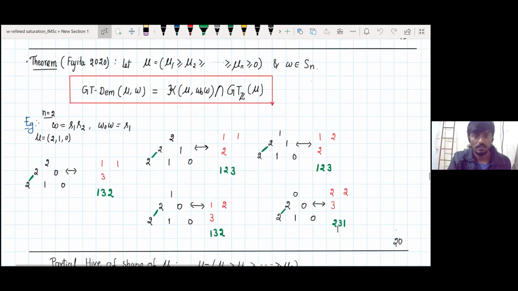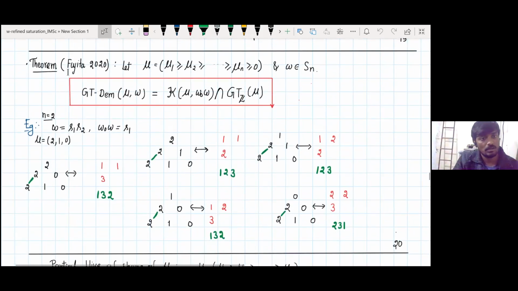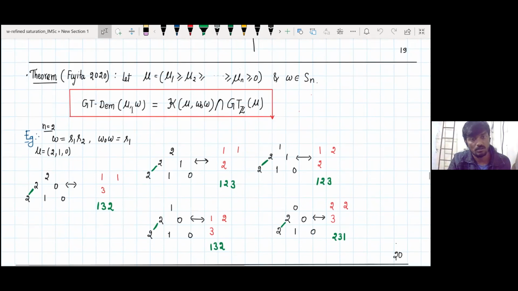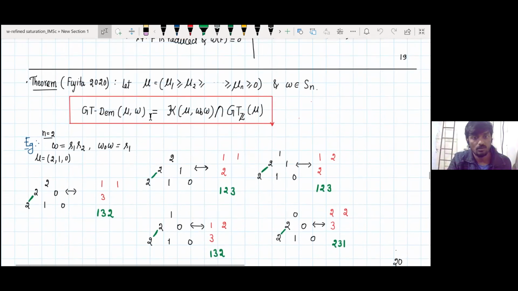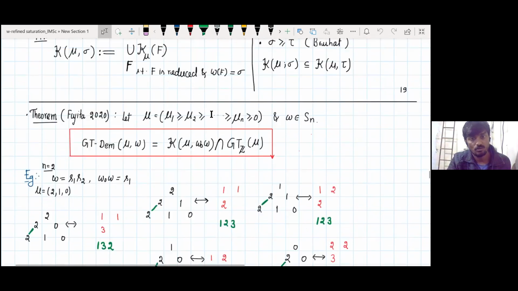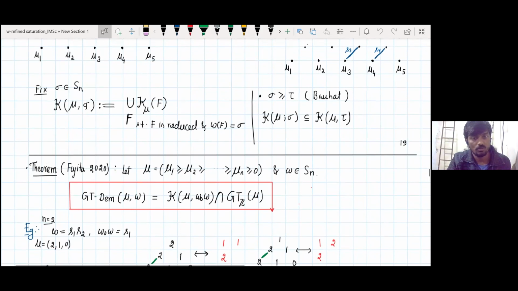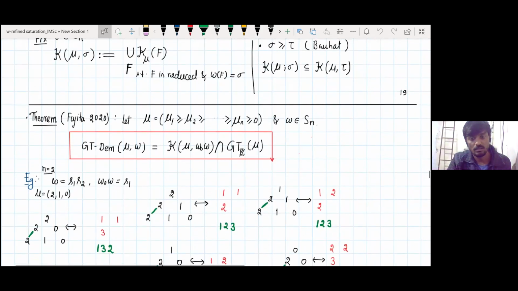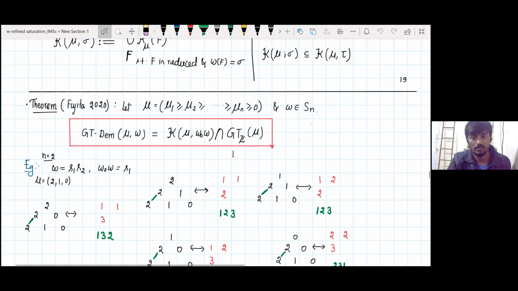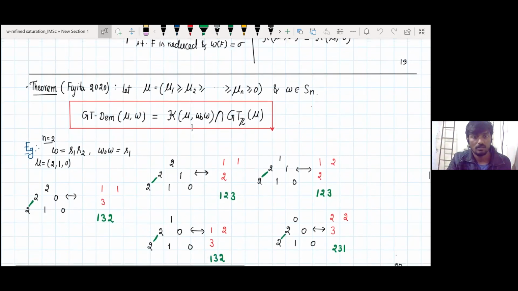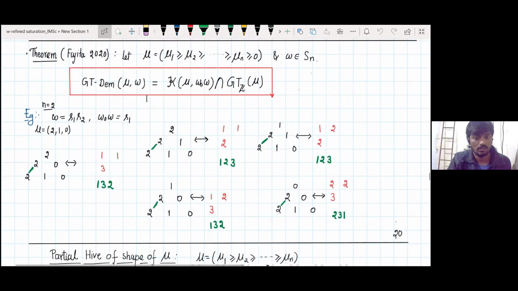Okay, so here is one small result, by Fujita, a recent result. If you take a partition mu and fix a permutation W, then this GT Demazure crystal, GT_mu^W, is exactly equal to K_mu^{W_0 W}. Here I have associated what K_mu^sigma is. You put W_0 W and intersect with all integral GT patterns. So you take the intersection with this, and that will be exactly equal to the Demazure crystal of GT patterns.